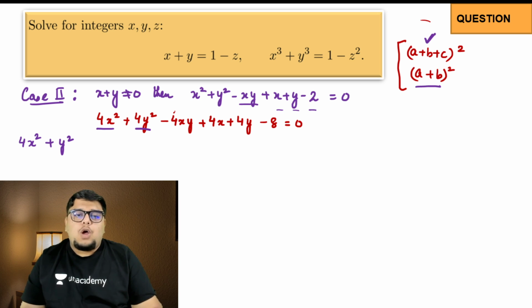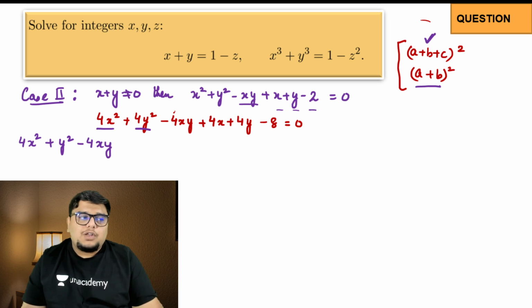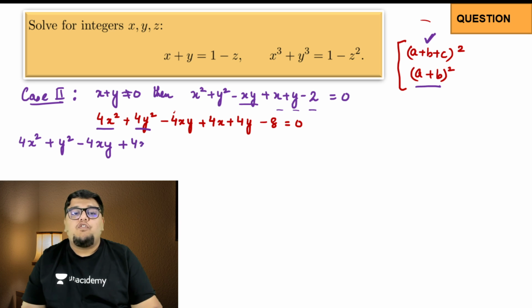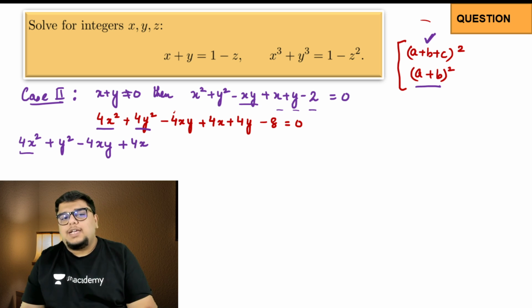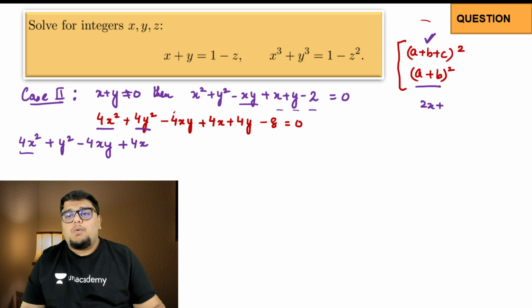Okay? Now I have minus 4xy. Okay. I have minus 4xy. I have plus 4x. Right? And I have 4y here. Again, I need to do something with this. Okay. Now, if you notice, this is basically 2x plus, and since here there is negative 4xy, what I can say here is that maybe the y is negative. Maybe the y is negative.